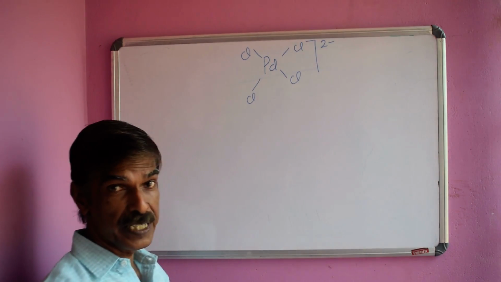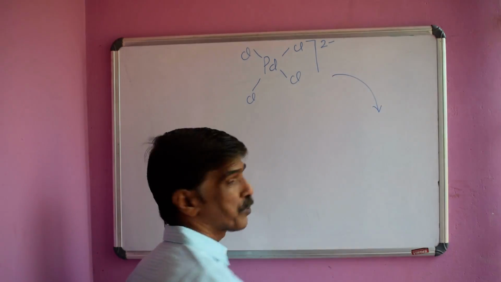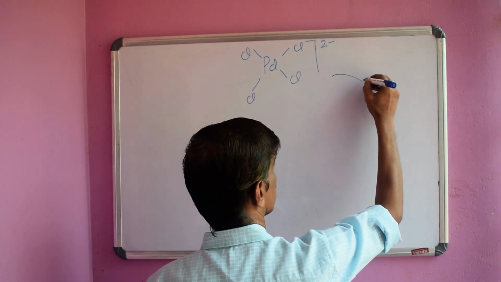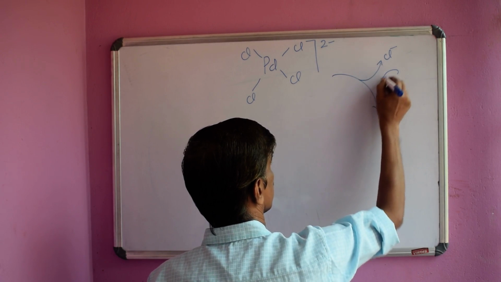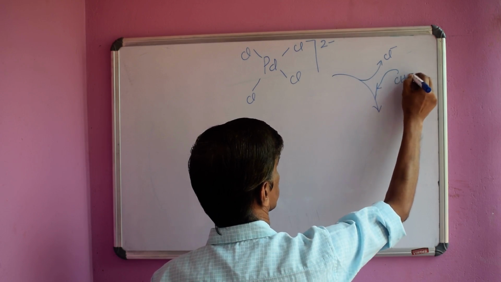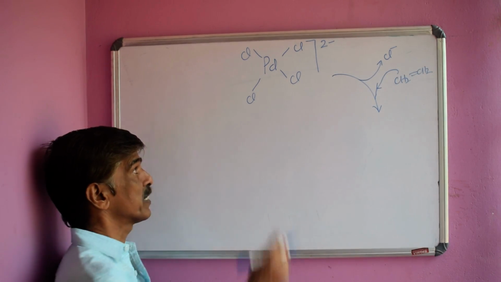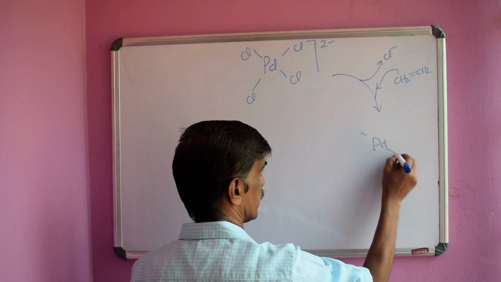PdCl4 2 minus, in the first stage, undergoes a substitution reaction with the ethene, one of the chlorides being substituted. You can see that the chloride leaves and the ethene enters. Very simple, that is a substitution reaction. One of the chlorides, any one, will be substituted with the ethene.